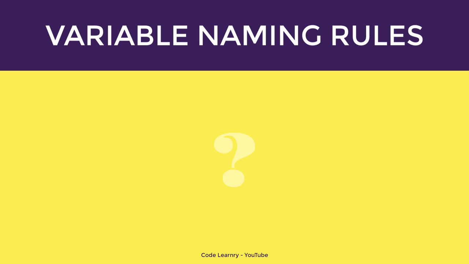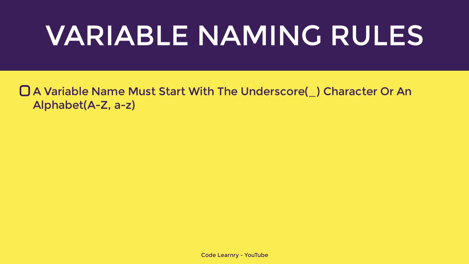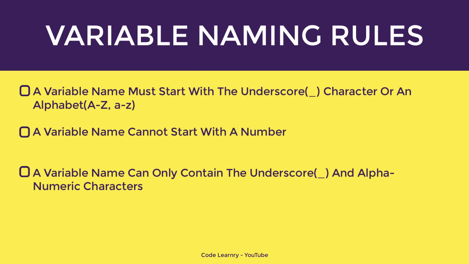Now let's take a look at some variable naming rules. So a variable can have a short name like x and y, or a more descriptive name like age, car name, and total volume. But a few rules must be followed when choosing names for variables. These rules include: a variable name must start with a letter or the underscore character. A variable name cannot start with a number. A variable name can only contain alphanumeric characters and the underscore.